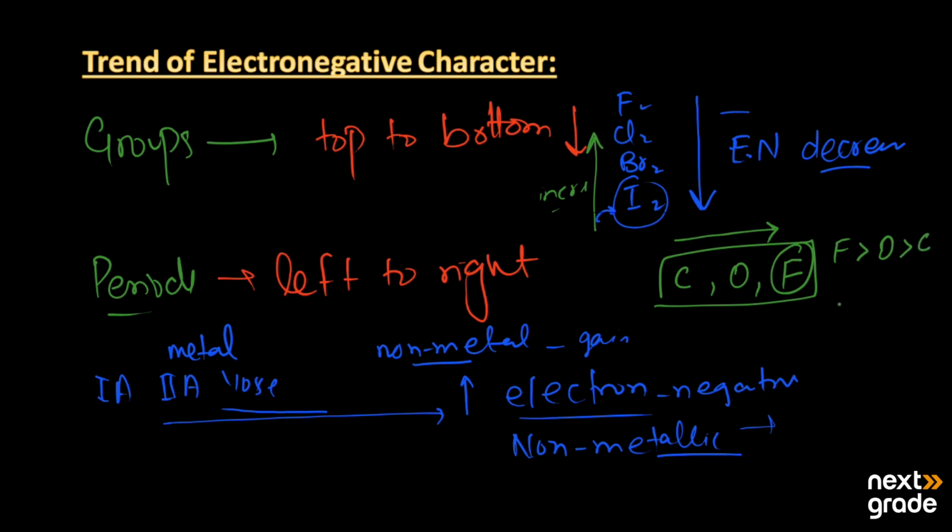But on the other hand, when we have a comparison along the group: fluorine, chlorine, bromine, iodine. Here, from top to bottom, the electronegative character decreases. So fluorine will be more electronegative than chlorine, bromine and iodine. And iodine will be the least reactive among these halogens. So this is a simple trend.